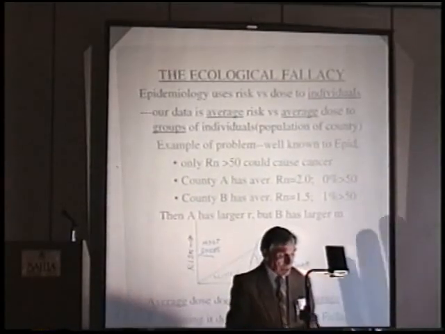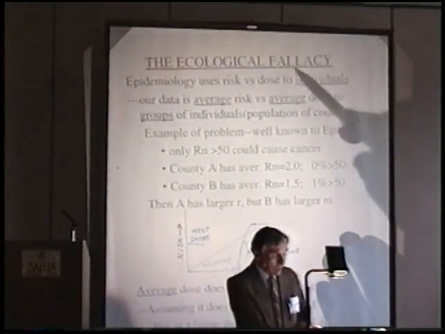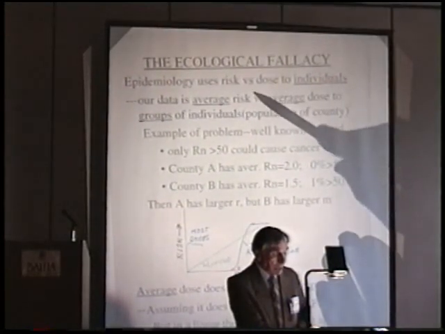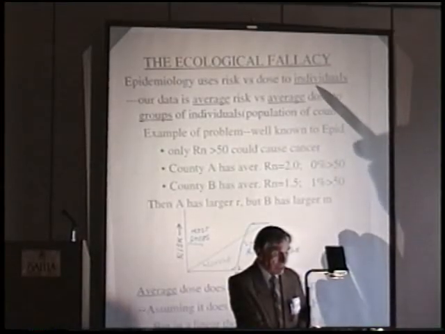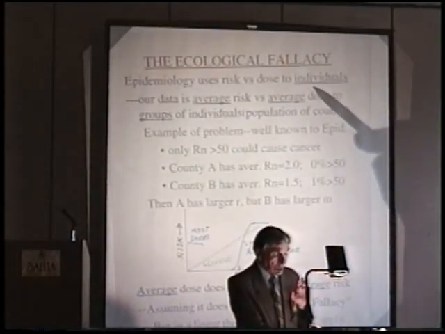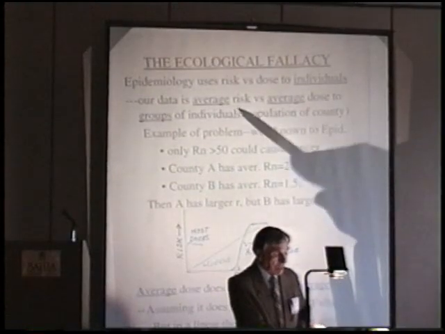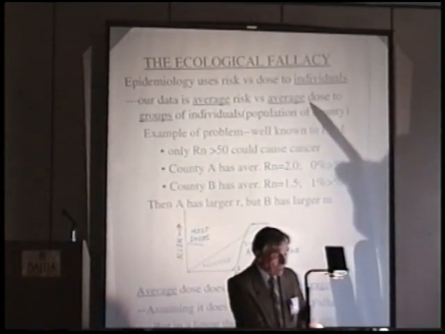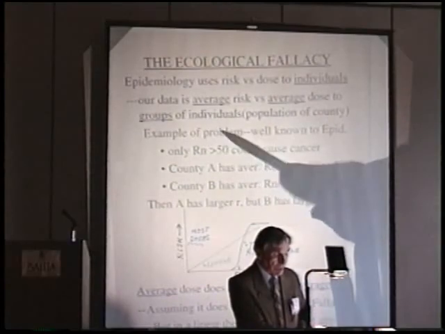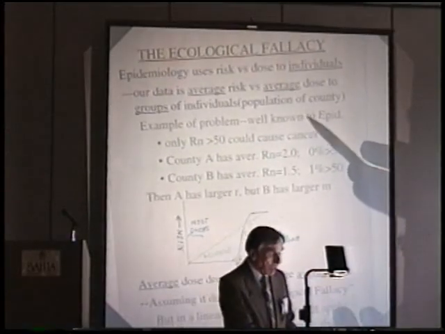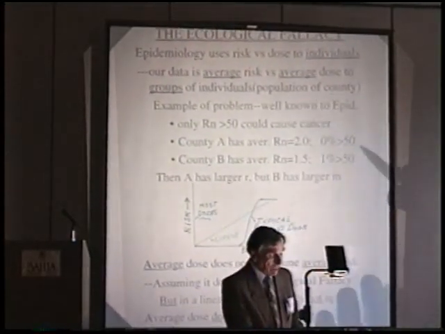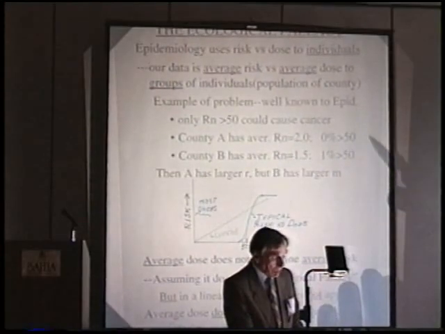Now, a more serious problem is what epidemiologists call the ecological fallacy. Epidemiology uses a risk versus dose to individuals. That is, they want to know how much dose each person got and did he or didn't he get cancer. Whereas our data is the average risk versus the average dose to groups of individuals, namely the populations of counties. So this raises an important problem, which epidemiologists are very justified in worrying about.